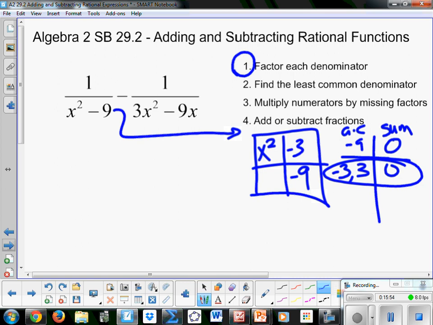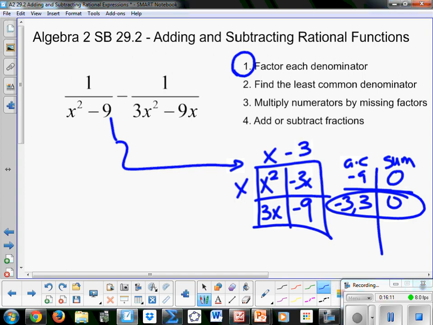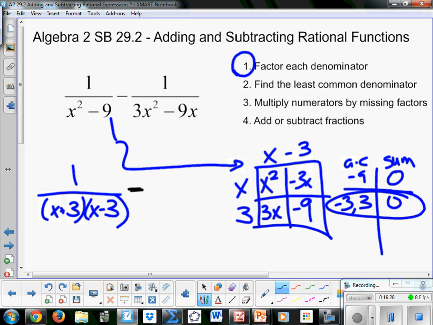Okay, so I've got -3x here and 3x here. I just paused it and moved the box down so that we could actually factor it. So common factors here are x, -3, x and +3. So this becomes 1 over x plus 3, x minus 3. Okay, and we're subtracting here. Keep that minus sign in the middle.